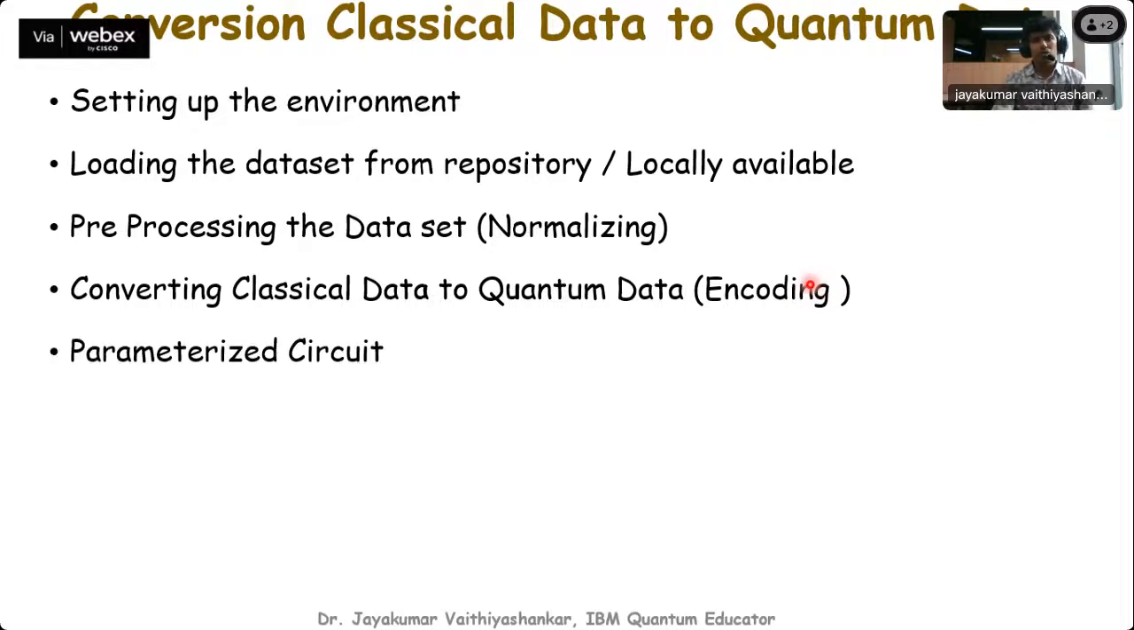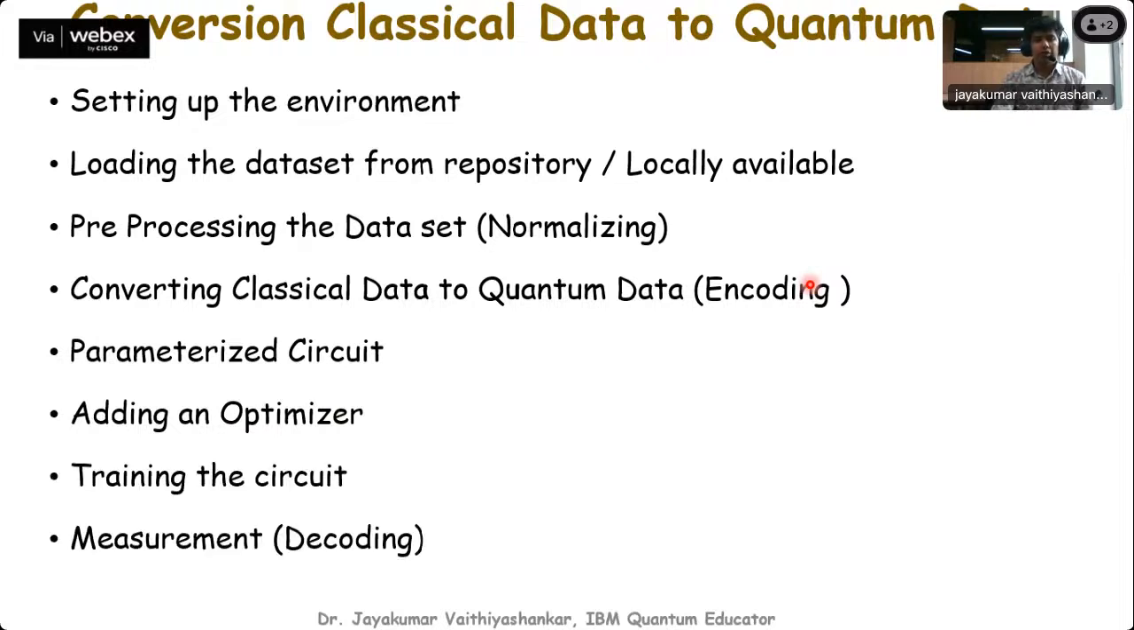Then we need to build the parameterized circuit, add an optimizer, and train the circuit. Finally, we need to do measurement. Measurement does not come in the classical part. Training will come, then testing will come. Here there is an additional process: we need to do measurement. This is actually the opposite of encoding. Whatever you encoded in binary form, you need to decode. This encoding and decoding, the quantum programmer needs to decide. This is the developer perspective: how you need to encode your data, and how you need to decode your data.